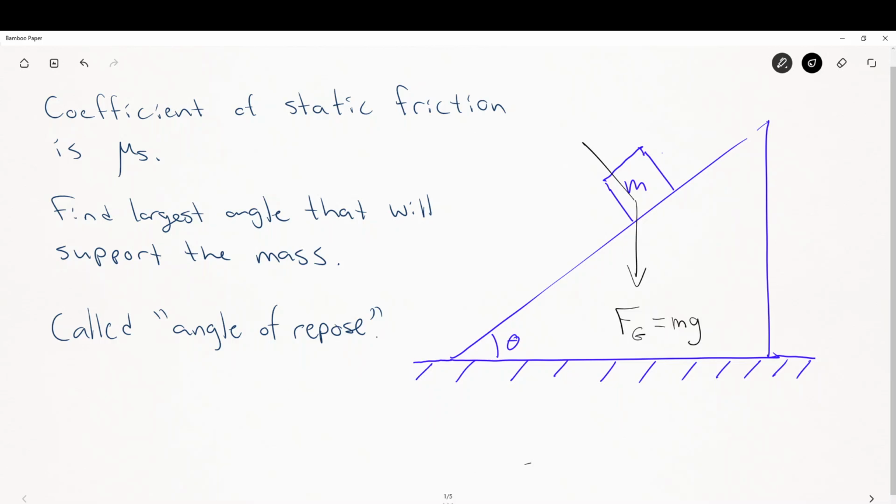Then there's a normal force, which is perpendicular to the ramp itself, right? So the normal force acts perpendicularly to the surface of the ramp, and it pushes upward on the mass to prevent it from falling through the surface of the ramp. And finally, there is a force of static friction, which points up the ramp to prevent the mass from sliding across the ramp's surface. And so it'll point up and to the right because in the absence of that friction force, the mass would tend to slide down and to the left. And so this friction force is parallel to the surface of the ramp.